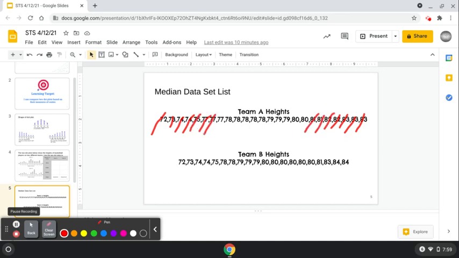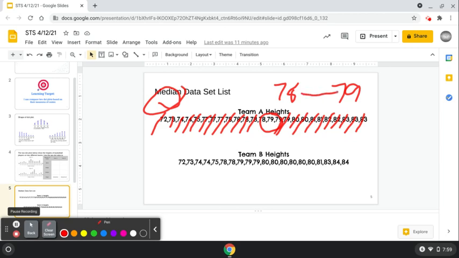So I'm going to continue canceling until I get to the middle numbers here. What we realize is we get stuck between these two. So I have a 78 and a 79. And remember, we're looking for the median, which is the middle. So I have to ask myself, what number is directly between those two? Now, most of us, or some of us, can probably see that that's 78.5.